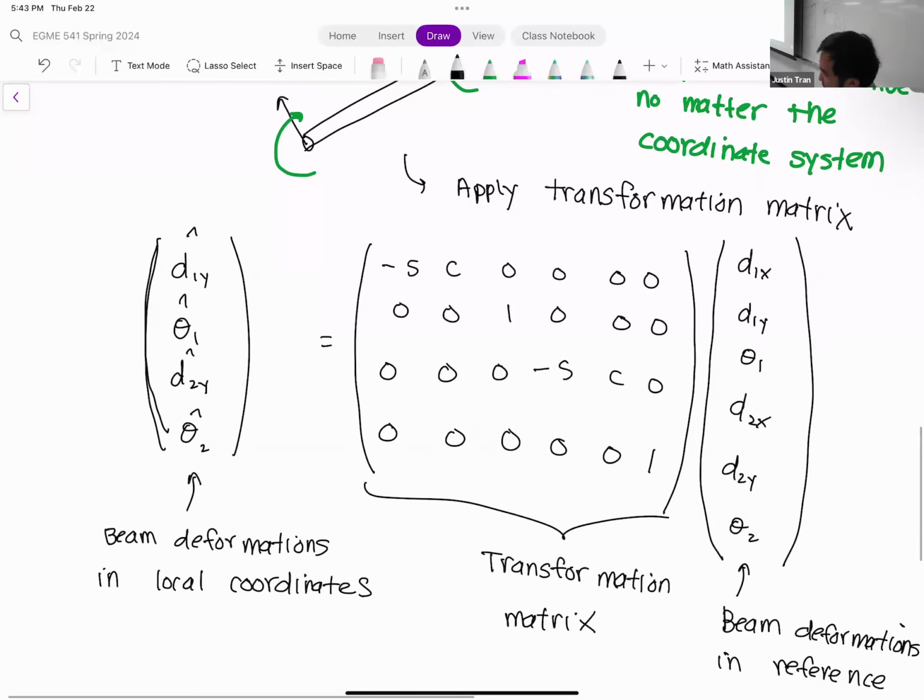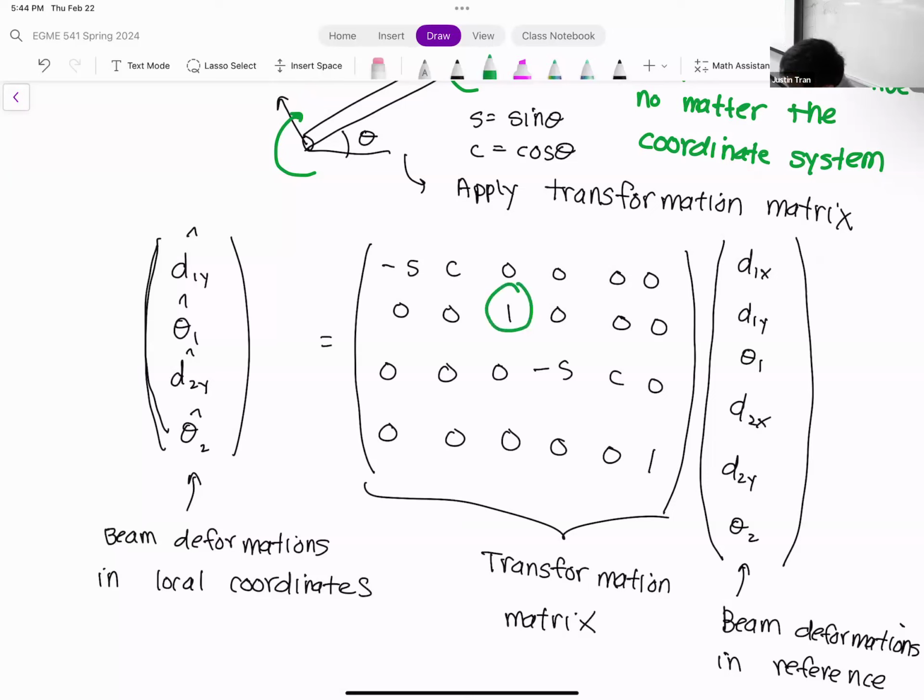Okay. So you can see here I'm using S and C. S and C refer to sine and cosine, right? So if our beam is angled at an amount theta, S is equal to sine of that angle, and C is equal to cosine of that angle. Okay. So you can see from the matrix here that we're incorporating that rotation directly into our formulation.